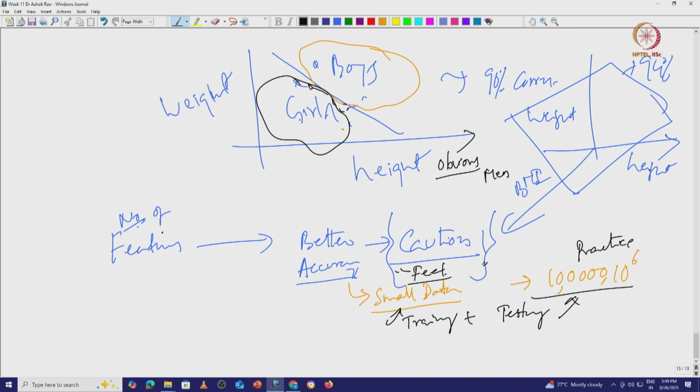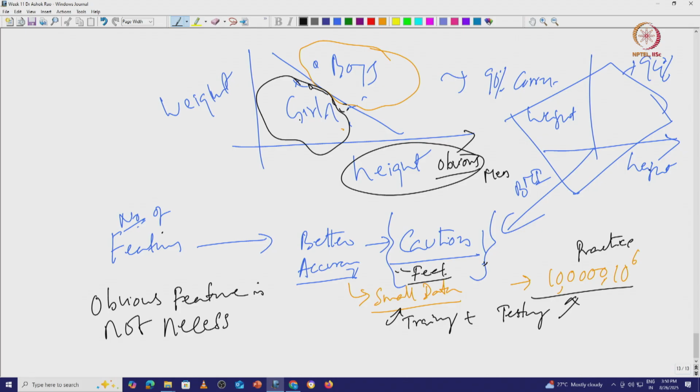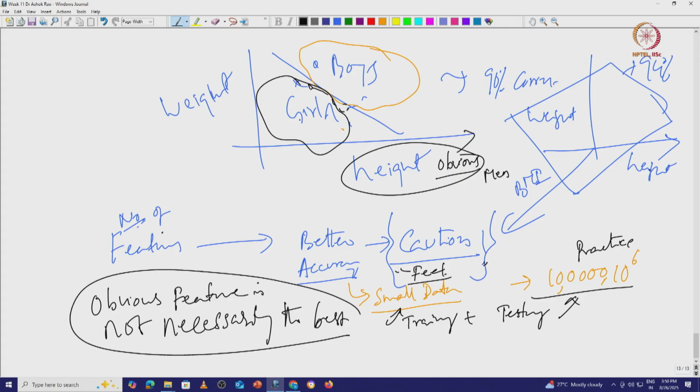This can be observed, height. So, the most obvious feature is not necessarily the best. So, this is where expertise comes in. That is why many good doctors observe something which is not even recorded, but then infer very well. So, what is obvious is not necessarily the best. So, you have multiple features which relate to the data or to the problem that you are solving. Okay.